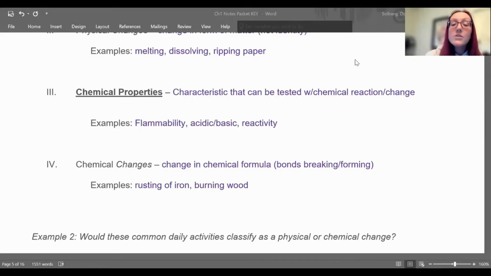Now, a chemical change, on the other hand, is that reaction when you're actually changing the chemical formula. Whenever you break or make new bonds, it's considered a chemical change. So if something is rusting, that would be considered a chemical change. Burning wood would be considered a chemical change. Okay, so just make sure you're using those terms correctly: a chemical property versus a chemical change. To find a chemical property, you might have to undergo a chemical change. Just make sure you're using the terminology properly.